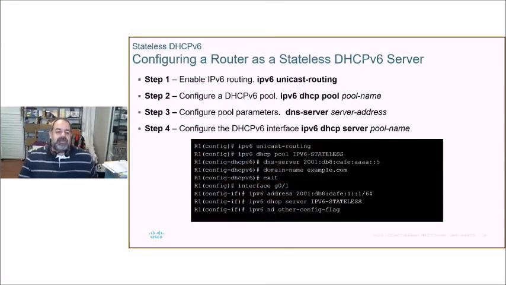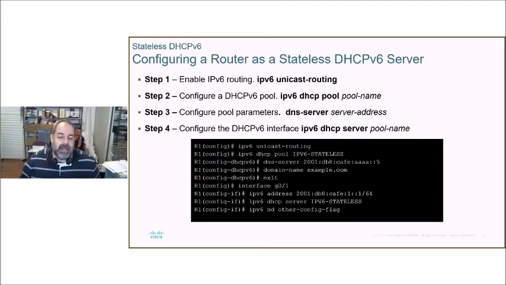Okay, so how do we configure this on a Cisco router? Now we're going to do it stateless to start with. And so ipv6 unicast-routing, and then we can actually create an IPv6 DHCP pool. IPv6-stateless is just the name that we're giving it. Here we can give it a DNS server address and also a domain name. And that's pretty much the only information that we'll need in the DHCP server.